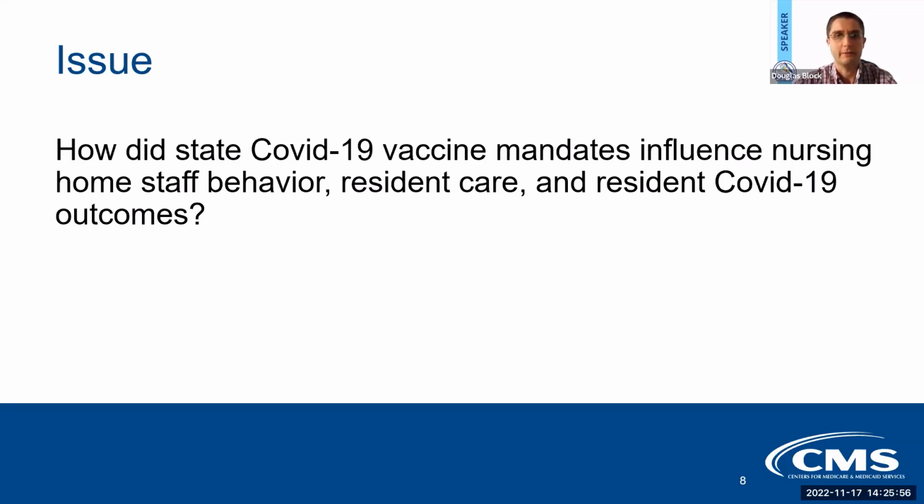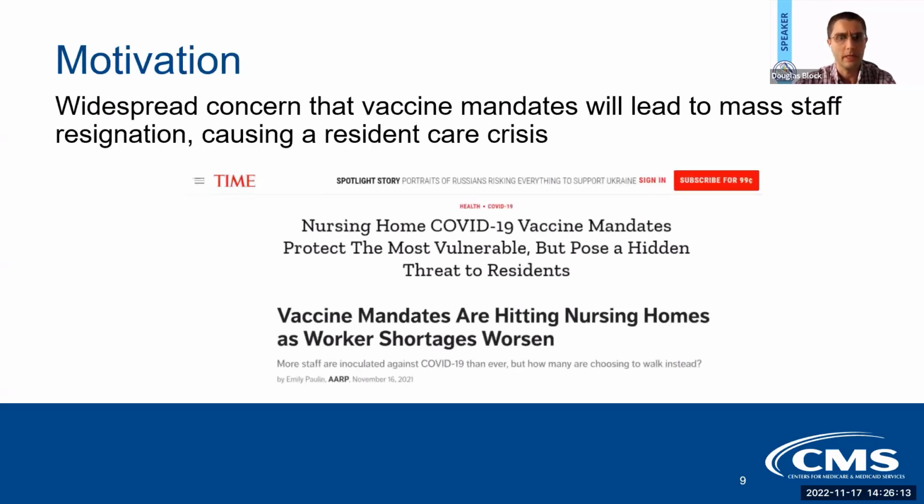So what we wanted to understand was, how did these state COVID-19 vaccine mandates influence a number of different things. So the first one is nursing home staff behavior, resident care, and then resident COVID-19 outcomes, which we're defining here as COVID case and death rates.